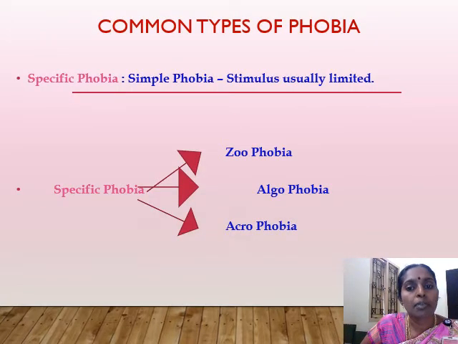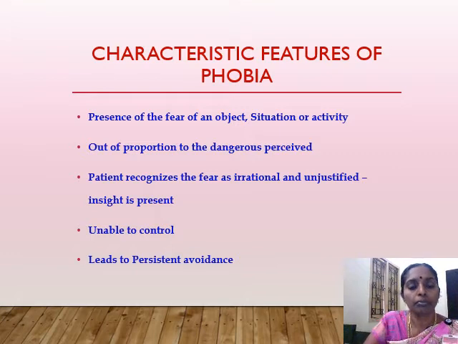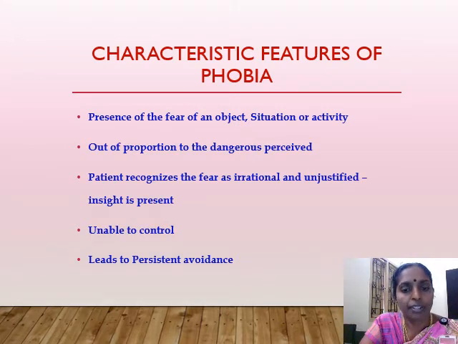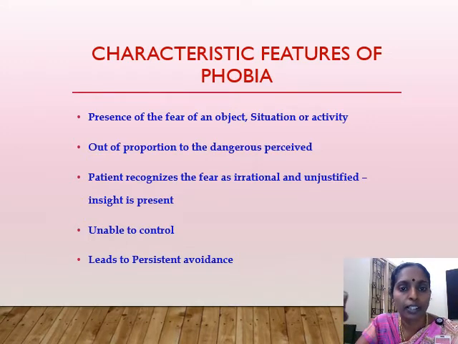These are the common types of specific phobia. They are zoophobia, algophobia and agoraphobia. So far we have discussed about the meaning and its types. Now we'll move on more towards the characteristic features of phobia.